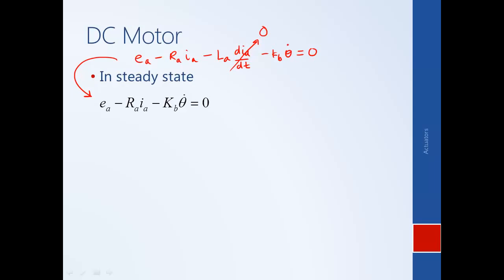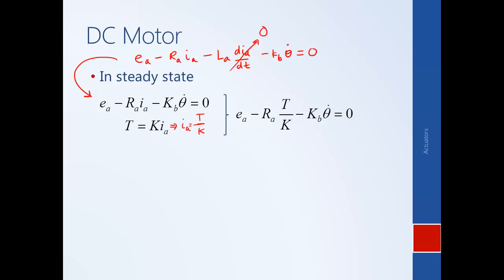The relationship for motor torque is still equal to the motor torque constant times the armature current. If we solve for the armature current, we get that it's equal to T divided by K. And if we take that expression and substitute it into the first equation, we get the following. And this equation gives us a relationship between motor speed and motor torque in steady state.